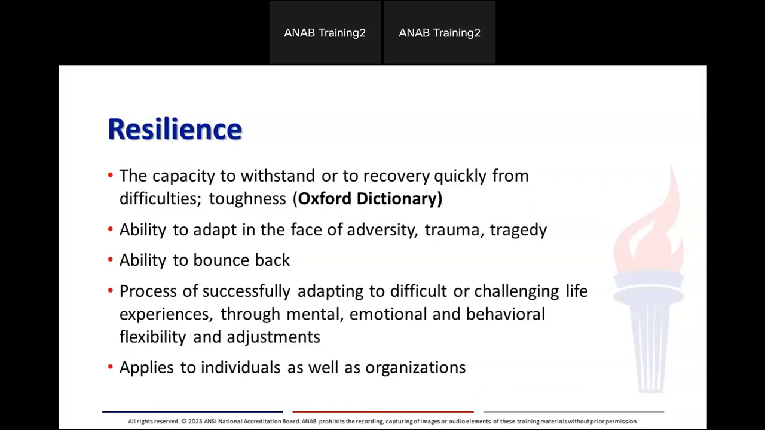Resilience, the new favorite word of the past few years, is defined by the Oxford Dictionary as the capacity to withstand or to recover quickly from difficulties. It's our toughness. It is the ability to adapt in the face of adversity, trauma, tragedy, threats, or significant sources of stress. Basically, the ability to bounce back after something negative, tragic, or bad happens. Resilience is a process of successfully adapting to difficult or challenging life experiences through mental, emotional, and behavioral flexibility and adjustments. And it really does provide the strength and support needed to process and overcome such hardships. Resilience does apply to us as individuals, as well as to our communities and organizations.